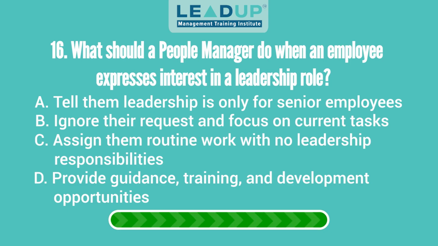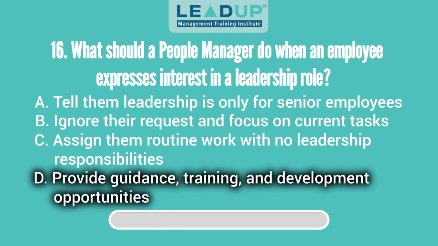Question 16. What should a people manager do when an employee expresses interest in a leadership role? A. Tell them leadership is only for senior employees. B. Ignore their request and focus on current tasks. C. Assign them routine work with no leadership responsibilities. And D. Provide guidance, training, and development opportunities. Answer. Provide guidance, training, and development opportunities.